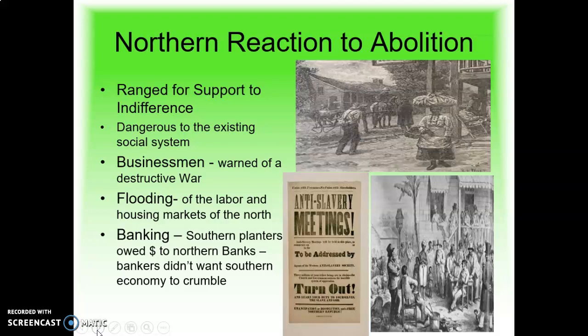As far as the banking system is concerned, Southern planters owed a lot of money to Northern banks. So as you see, they didn't want the Southern economy to crumble. The banks in the North would rather leave things the way they were because they wouldn't want to see the Southern economy crumble and be left holding the bag with no money.